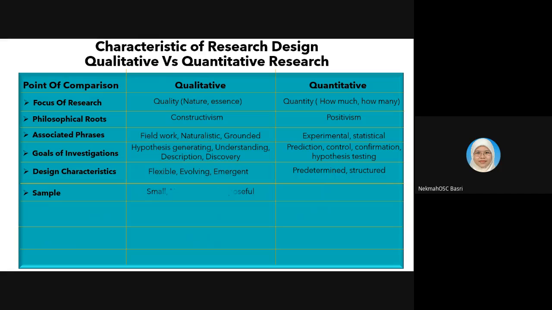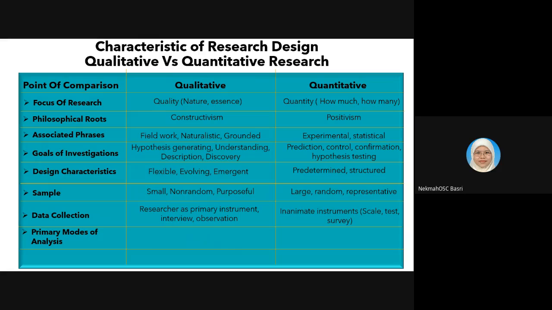Sample: small, non-random, purposeful, and quantitative is large, random, and representative. For data collection, the researcher is the primary instrument, doing interviews and observation, while for the quantitative, instruments are inanimate, such as scales, tests, and surveys. Primary modes of analysis: inductive, constant comparative. For the quantitative, we do deductive, statistical analysis.